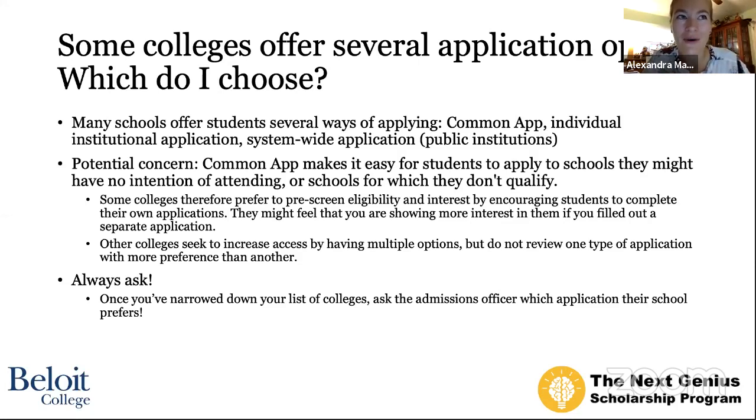And I believe, I'd want to double check on this, but I think we can see what other schools a student has applied to sometimes. I need to double check on that. But so often, if that's the case, that means we can see how many other schools a student is listing. And if there's 20 institutions on that list, then we're like, okay, where do we really fall on the student's radar? How interested are they actually in attending? So some colleges prefer to pre-screen eligibility and interest level by encouraging students to complete another, separate application.